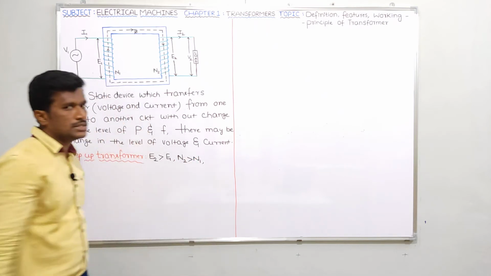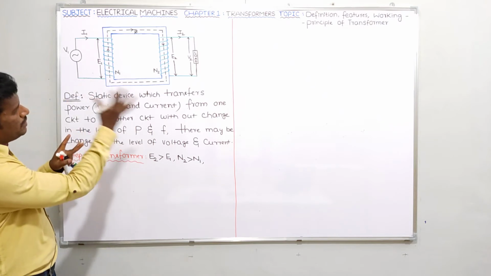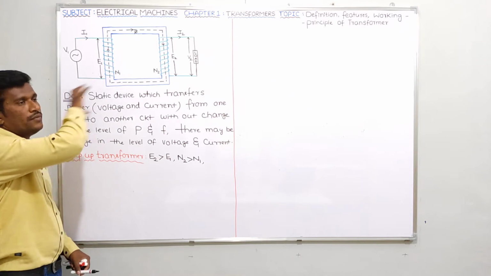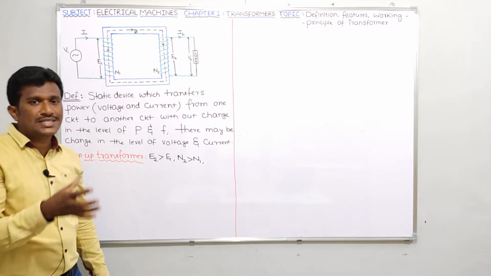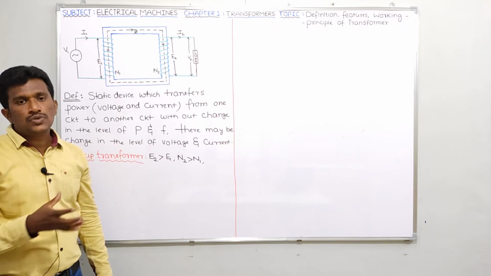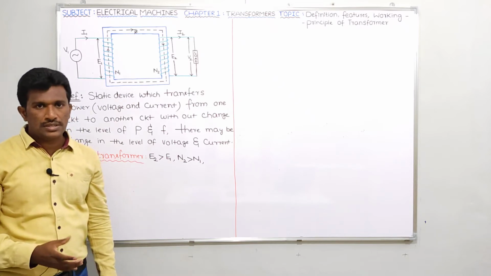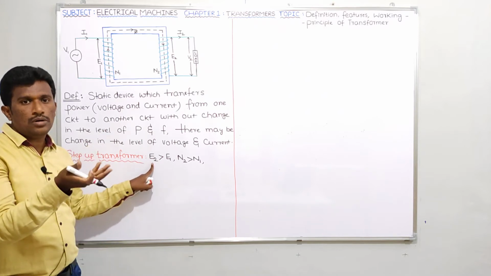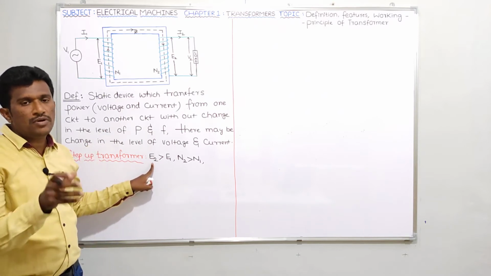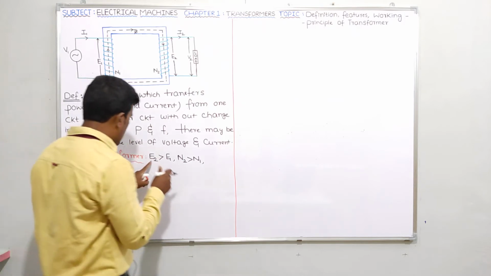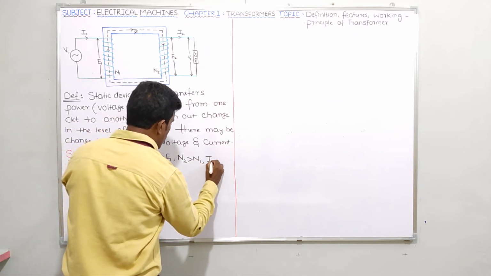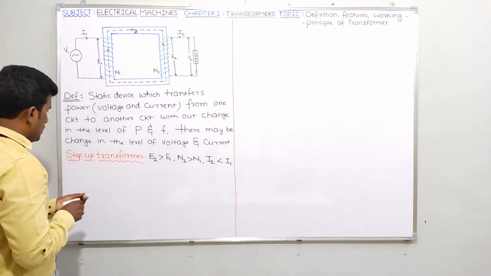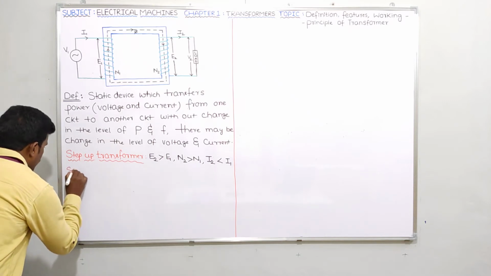Is it clear? Next. And one more thing guys, while transferring power from one side to another side, ideally how much power you are giving as input to the transformer, we should get the same power at the output side. That means a transformer can be called a constant power device. Constant power means in a step up transformer, if the secondary voltage is more, the secondary current should be less, then only power will be constant. Yes or no? So if I write E2 greater than E1, here I should write I2 less than I1. Is it clear? Next, what about a step down transformer?